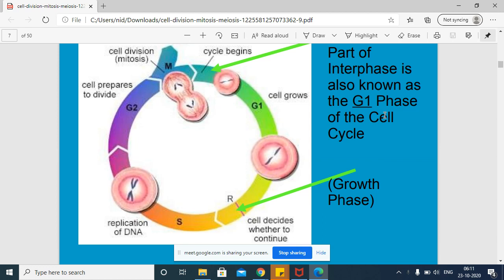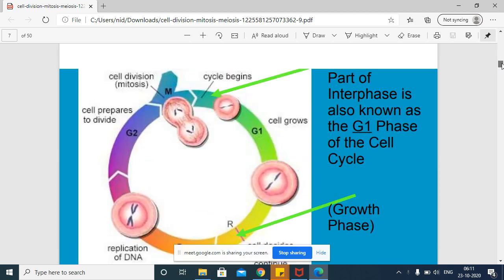So we'll start from the beginning, cell division. Here we'll be learning about the processes involved in cell division.